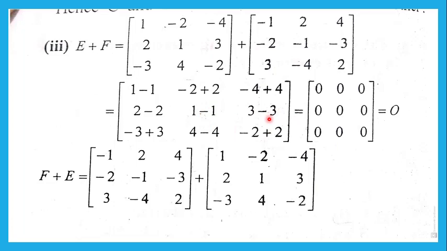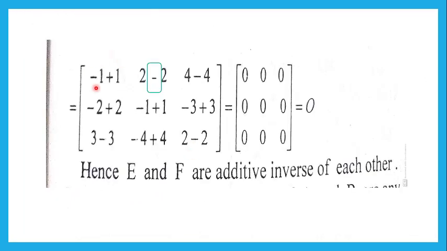By now you know how to add matrices, right? So on adding these two matrices we get the answer 0 0 0 0 0. Each and every element has become 0. Now we need to find F plus E. Similarly, on finding F plus E, what do we get? We get minus 1 plus 1, 2 minus 2, 4 minus 4, minus 2 plus 2, minus 1 plus 1, minus 3 plus 3, and so on. When we solve these numbers together, each and every element equals 0.